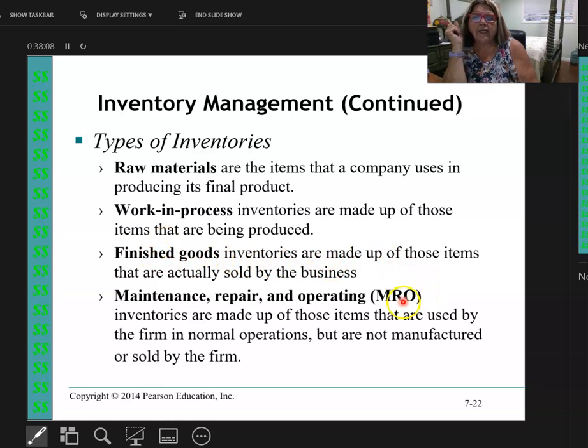I have another one called MRO. I don't normally manufacture or sell these, but I'm repairing them, I'm fixing them. They might be under warranty repair. So we really don't talk too much about these types of things, but mostly raw materials, WIP, and finished goods inventories.